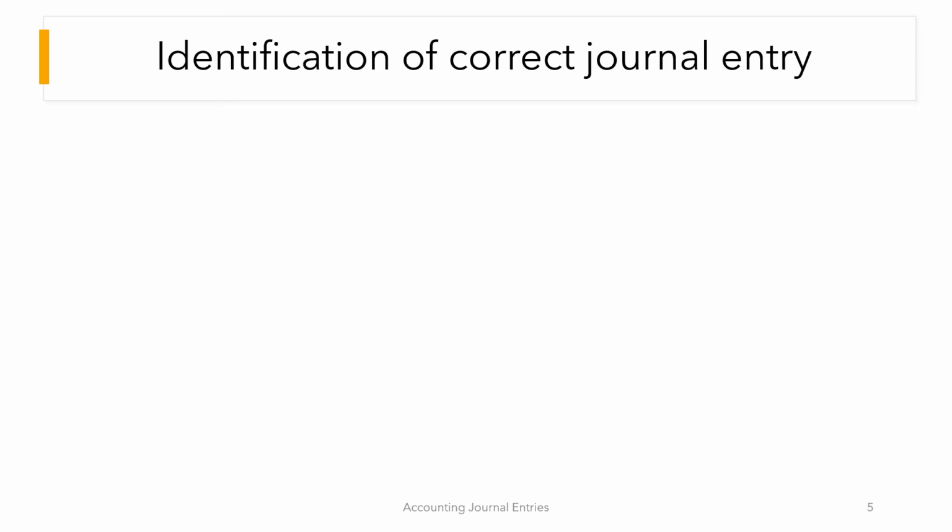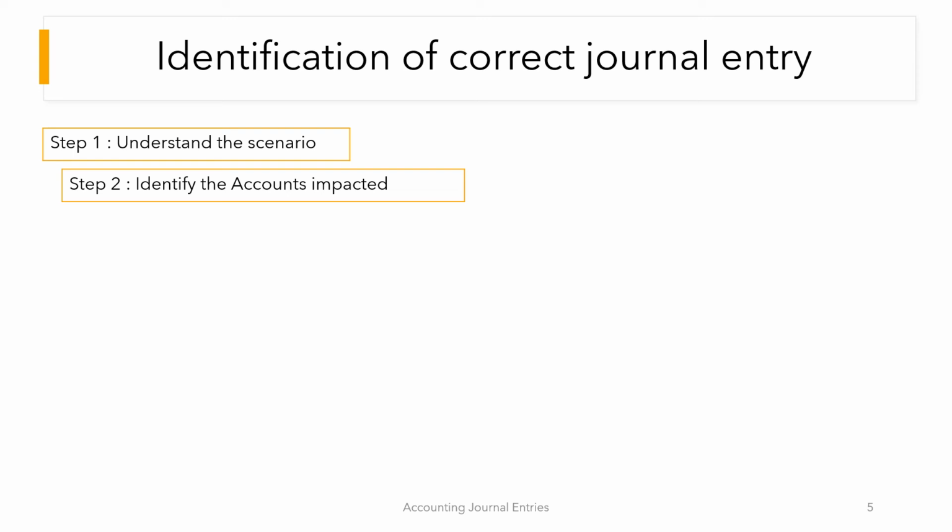So let's look at how you identify a correct journal entry for any scenario. I would recommend we follow a 4-step approach. The first step is to understand the scenario, the requirement or the event which needs to be recorded in accounting books. Step 2 is to identify the accounts impacted in the scenario. It might be 2 accounts or it might be 3 accounts or even more. So identify the accounts which are impacted as part of the scenario.